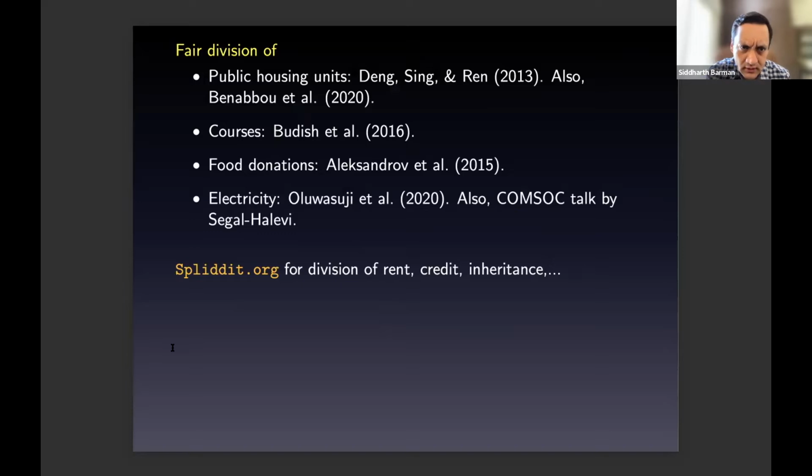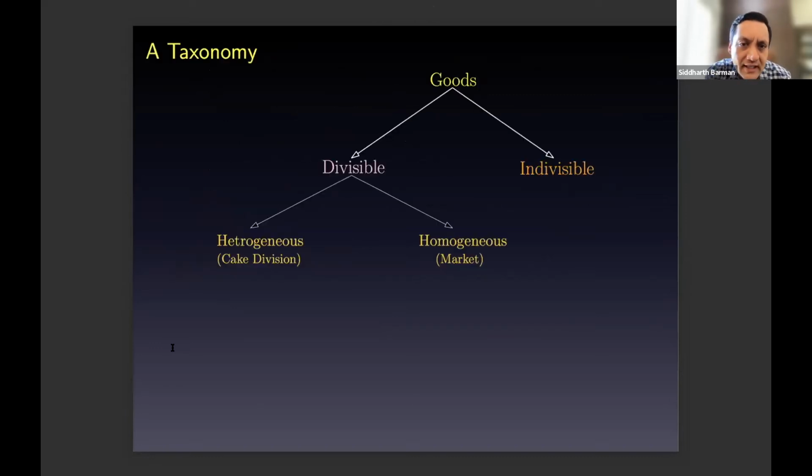We also saw a list of applications. I'll not go through them again. There's this popular website, splitit.org. You can go and check it out as well. What these applications led us to was a very simple taxonomy over the settings you would like to consider. The taxonomy was based on the goods that we are dividing among the n agents, the resource that we are dividing, and the good could be divisible or indivisible.